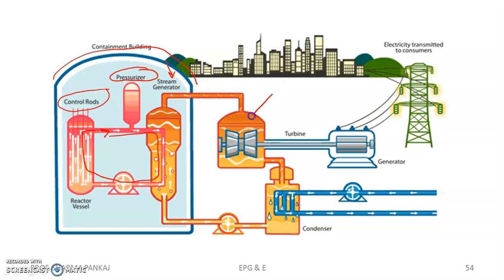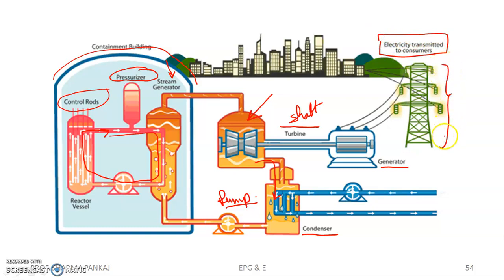This is your turbine connecting on same shaft. This is your generator. This is your condenser. This is pump. And electricity is being transmitted for the use to consumers. This shows your transmission section.